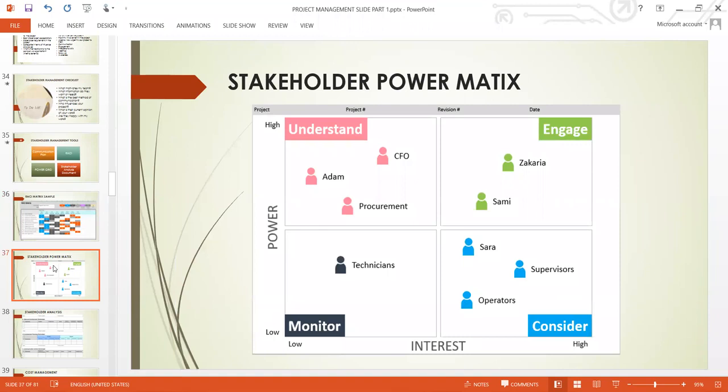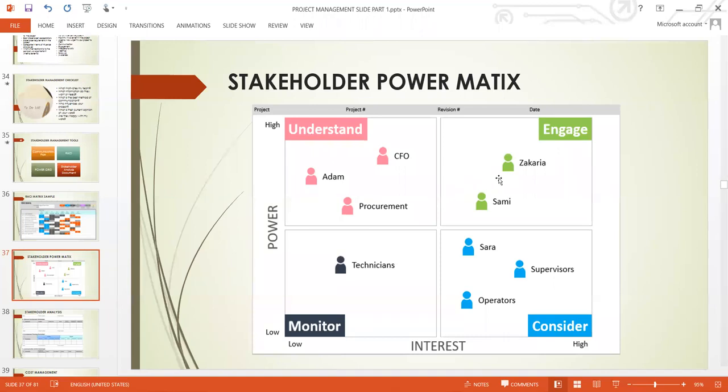Then the next thing we're looking at now is the stakeholder power grid. Power grid, you can see here, is power. This is high power, and this is low power. Downstairs is low power. And from high power, you look at understand, engage, consider, monitor. These are how you are going to plot them. Those who have high power, these are Adam, the CFO, and procurement. These are highly powerful people, and you need to understand them very well.